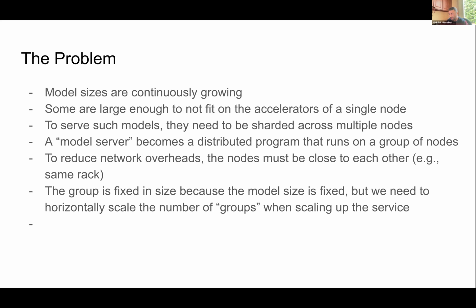So just to quickly recap, model sizes are getting larger and larger. They don't fit the GPU memory that you can aggregate on a single node, so you need to aggregate across multiple nodes. You want the mechanics to be able to create a group of nodes as a unit, so that you're able to deploy those distributed model servers. The characteristic of these groups is usually fixed, but you need to autoscale the number of groups.